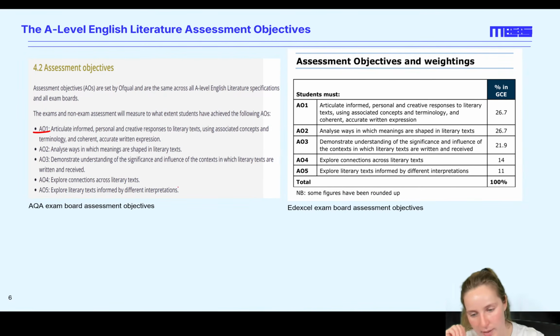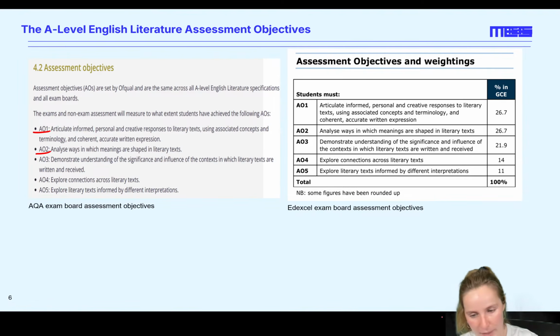Then AO2 is following the same sort of guidelines as AO2 in GCSE, in that it is focusing on how writers are creating meaning. What devices, what symbols, what choices are they making to make you feel a certain way, to make you react a certain way, to give you a certain impression? It's all very well and good to talk about a specific literary device, for example, saying that there is a symbol in the text, but it's much more important to explain what that symbol is doing in the story and why that symbol is included the way it is.